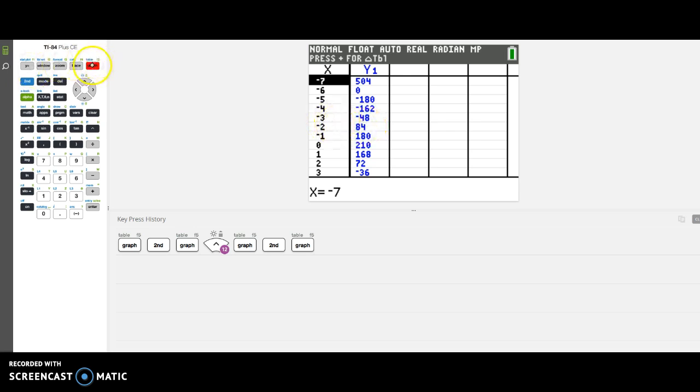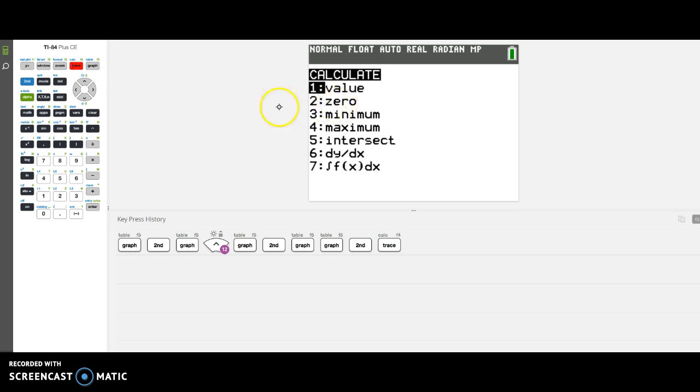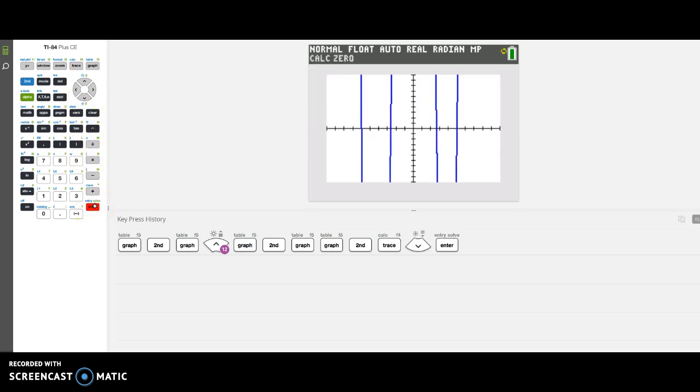To figure those out, I'll go back to the graph, and I want to calculate this 0. So I'll go to second trace, which is calculate. We want to go down to 0, and it asks, what is the left bound? So right now there's a cursor on the graph that I can't quite see, and the x value is 0.3, the y value is 204. So if I scroll to the left, you can notice that those numbers are changing. And the y values are getting smaller. They're still too big to see on the screen. They're dropping a little bit quicker now.